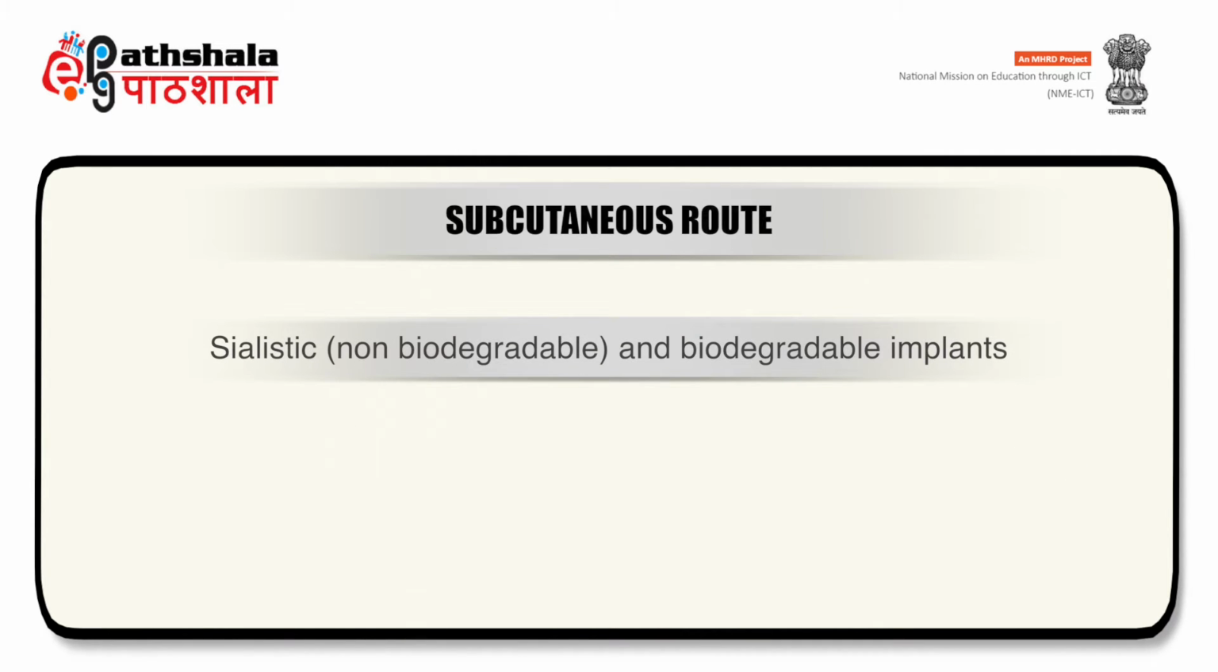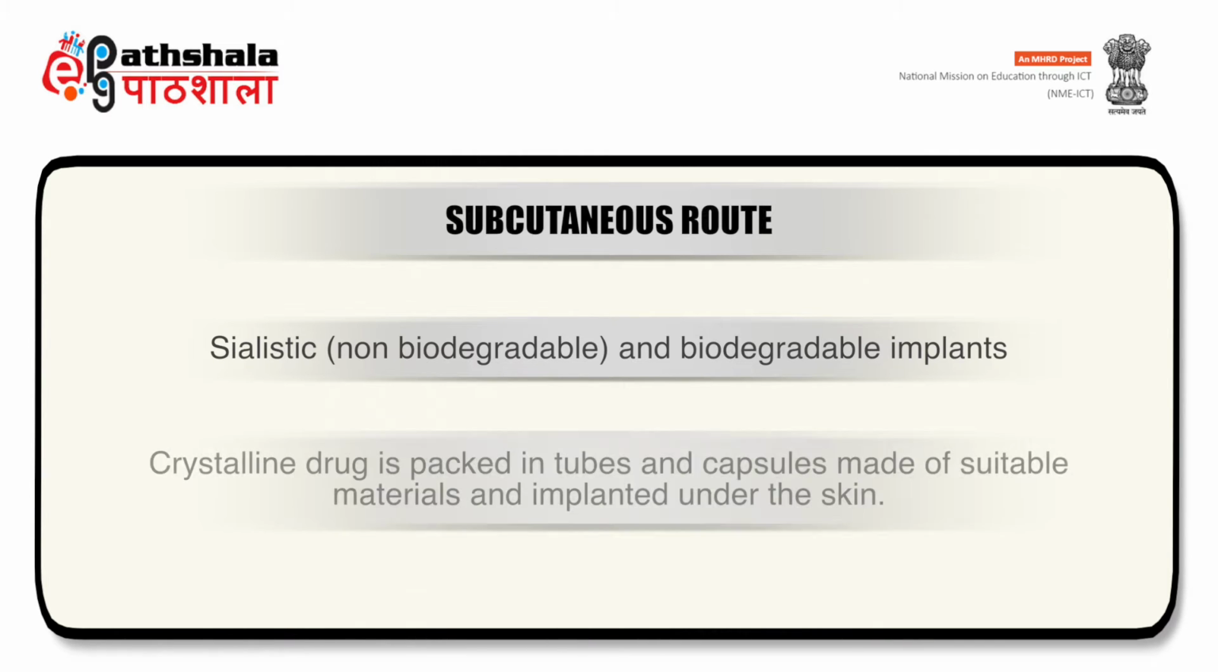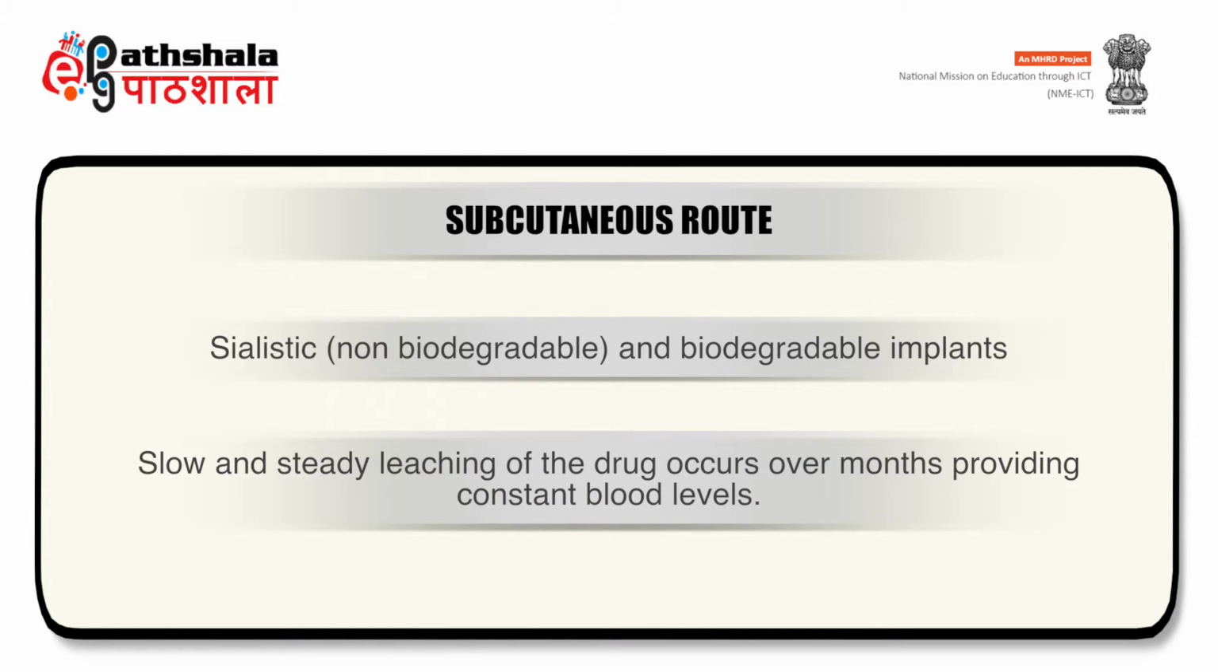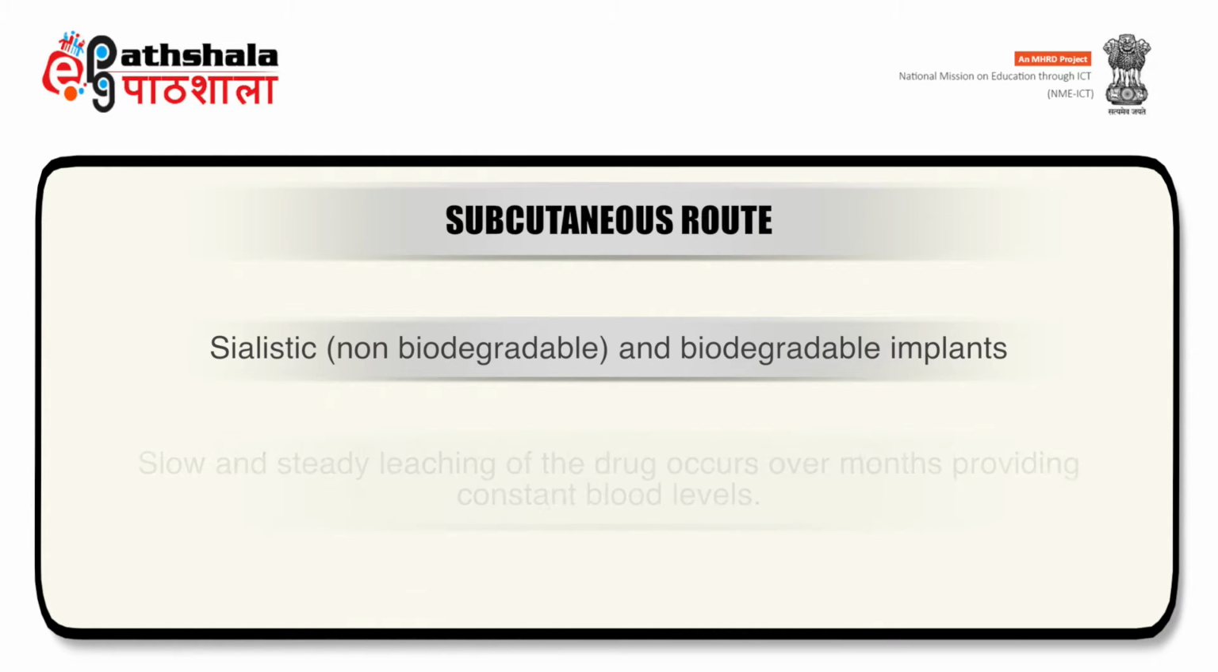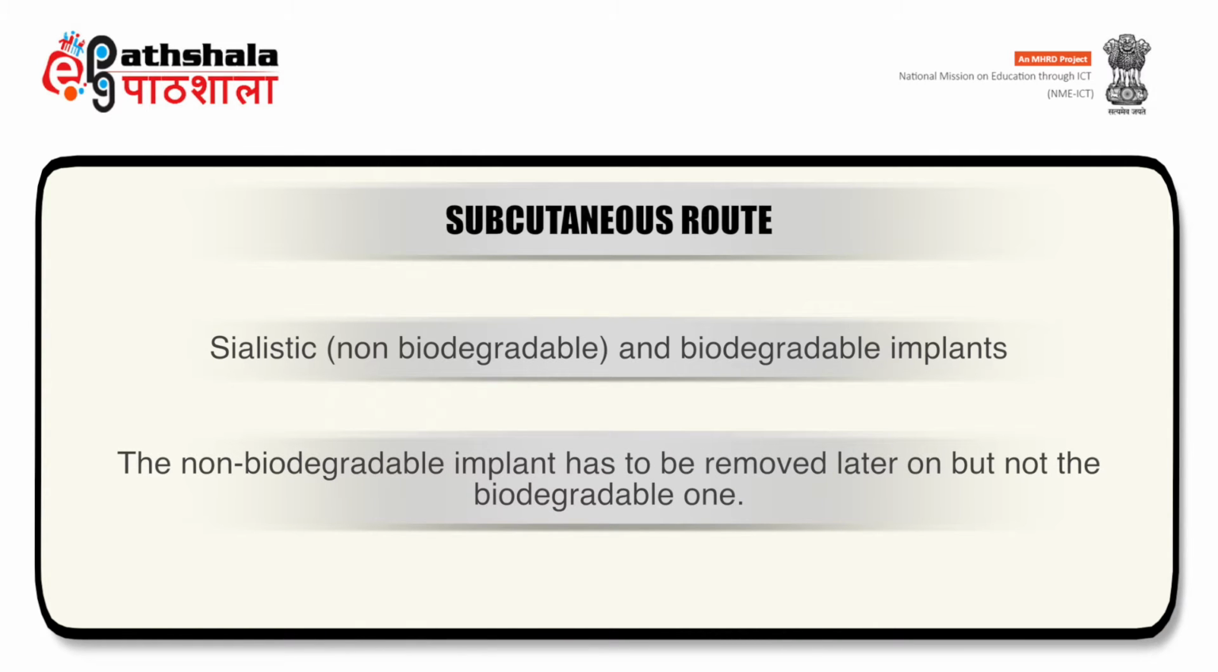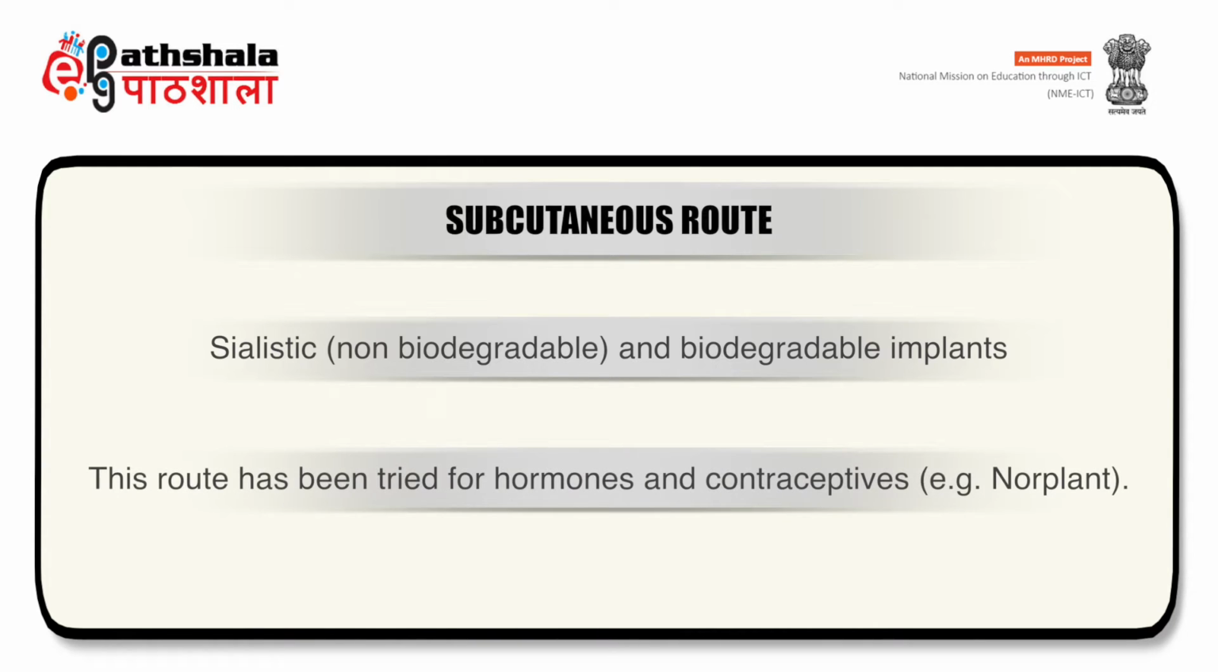The third special form of this route is sialastic, non-biodegradable and biodegradable implants. Crystalline drug is packed in tubes and capsules made of suitable material and implanted under the skin. Slow and steady leaching of the drug occurs over months, providing a constant blood level. The non-biodegradable implant has to be removed later, but not the biodegradable one. This route has been tried for hormones and contraceptives.